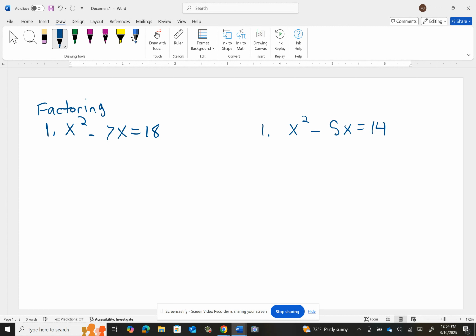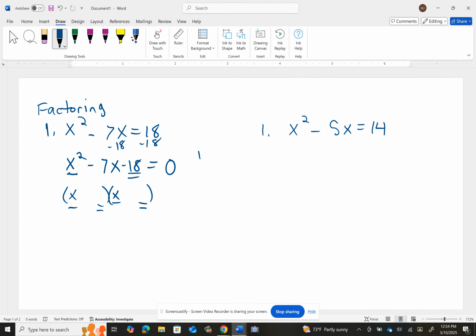Whether you're doing factoring or the quadratic formula, you need to get everything equal to 0. So I'm going to subtract 18 from both sides to get that to be the case. Once I do that, I think about that expression coming from two binomials. Whatever's in the first spot would have to multiply to be x squared. Whatever I put at the end, when you FOIL things out, would have to give you 18.